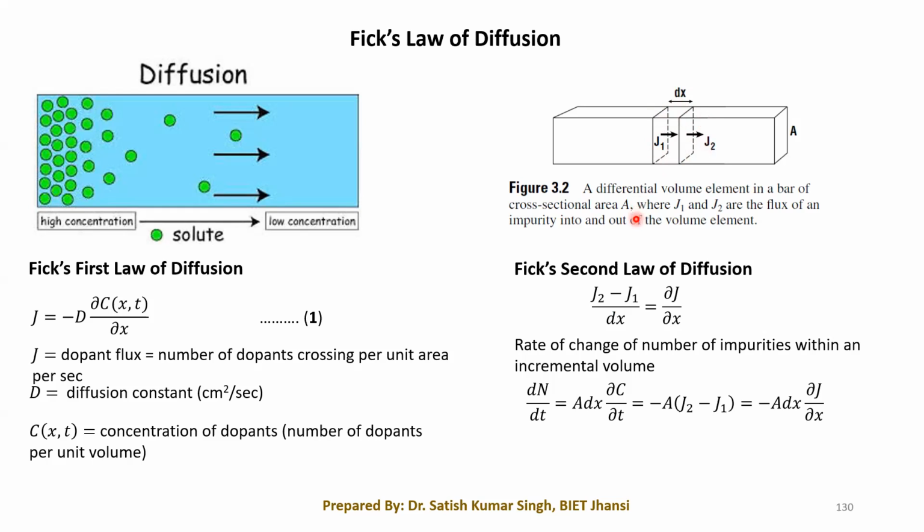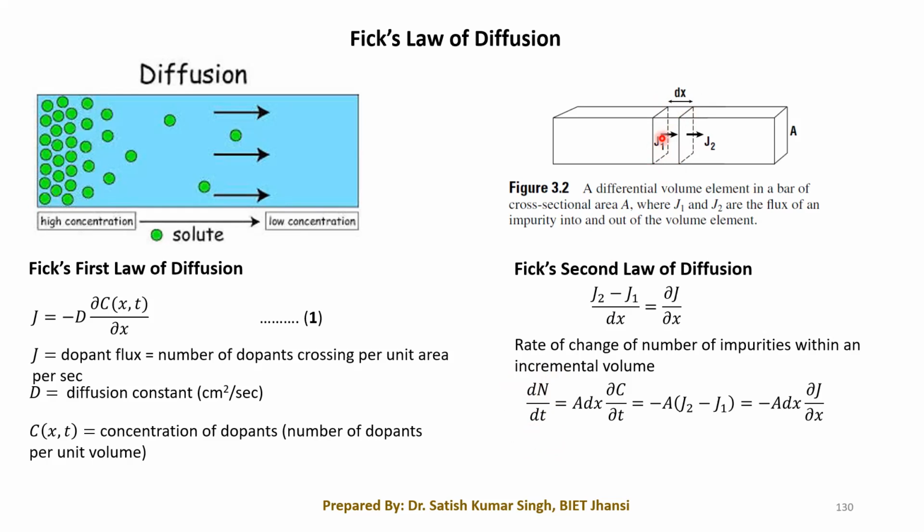If we want to calculate the number of impurity atoms which accumulate within this volume per unit time, then that can be calculated by writing dN/dt, where N is the number of impurities. So it is the number of impurities per unit time. That can be calculated by writing the rate of change of concentration of impurity atoms within this particular volume.